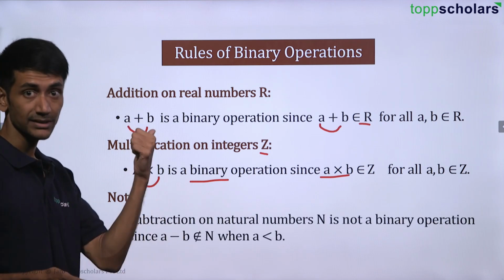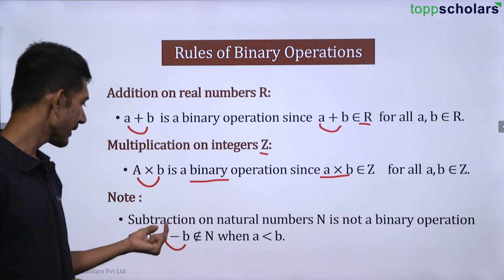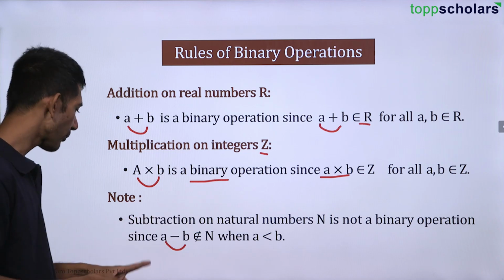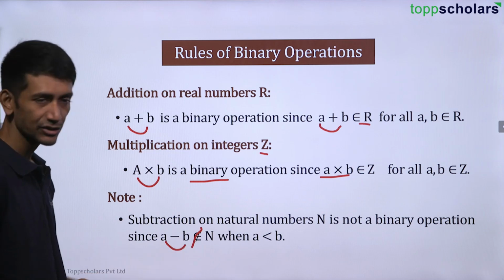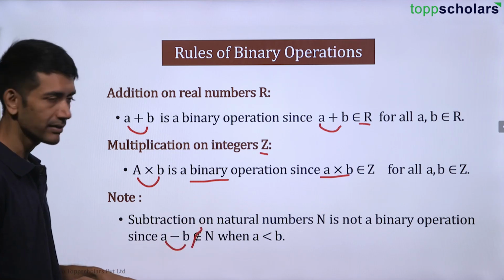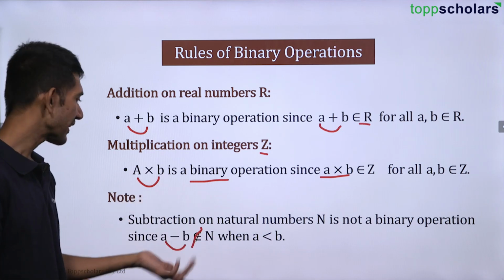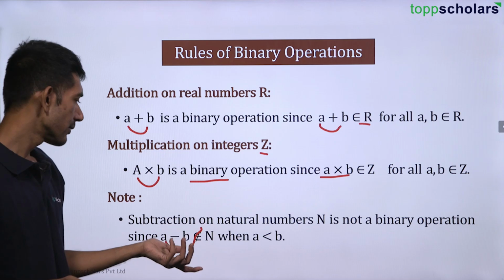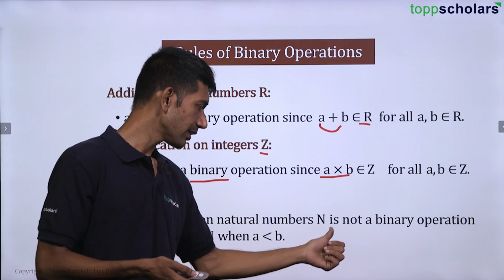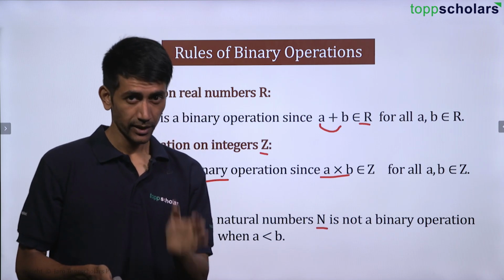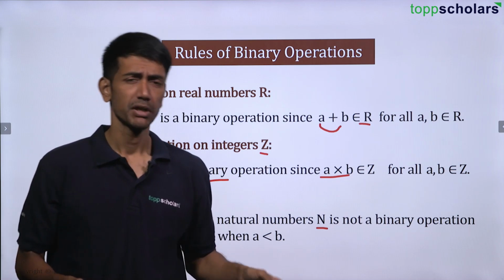Subtraction on natural numbers. Just now I gave you an example. A minus B, right? So we can say that subtraction on natural numbers is not a binary operation, since A minus B does not belong to natural numbers when A is less than B. If A is smaller than B, that is 2 and 5, you will get minus 3. That is not a natural number. So subtraction is not a binary operation, but where? On the set of natural numbers. So that set is also important. If I talk about real numbers, it is a binary operation. If I talk about natural numbers, it is not a binary operation.